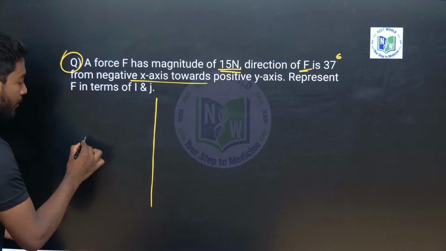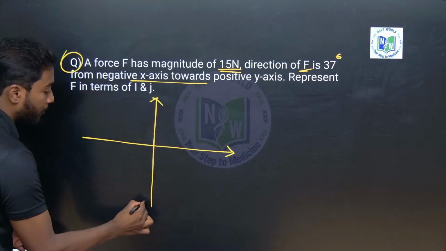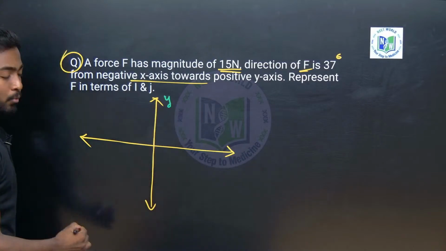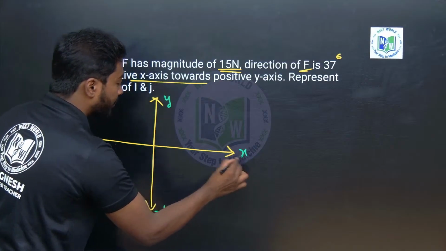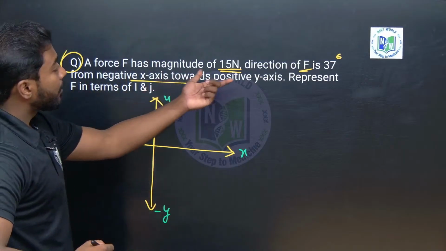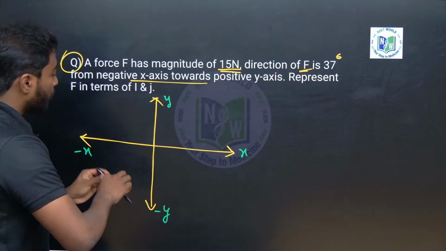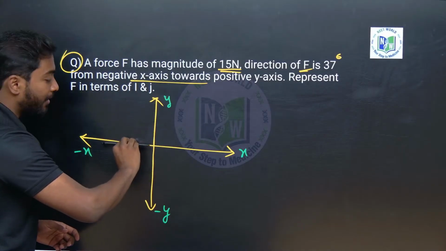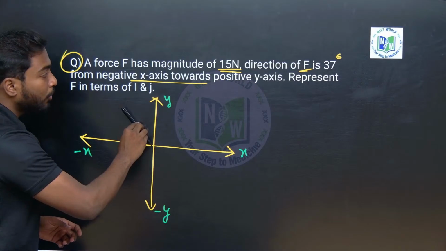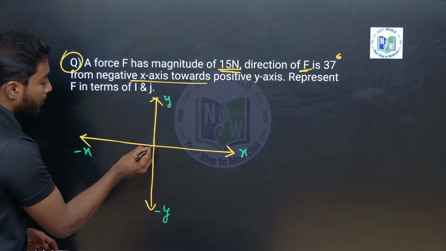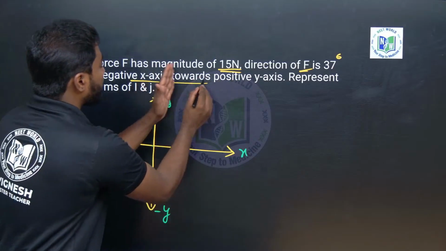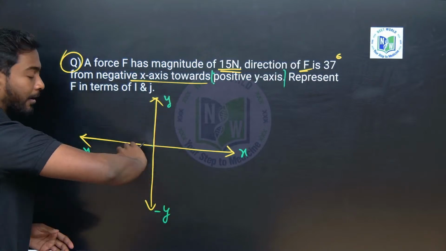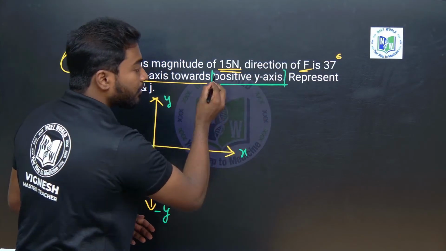If I take the graph now, this is how it will be. This is my plus y, this is my minus y, plus x, and this is my minus x. What they have said is that F makes 37 degree from the negative x-axis towards the positive. If only this point were given, from the negative x-axis it could be like this or it could be like this, but they have said that it is towards the positive y-axis.